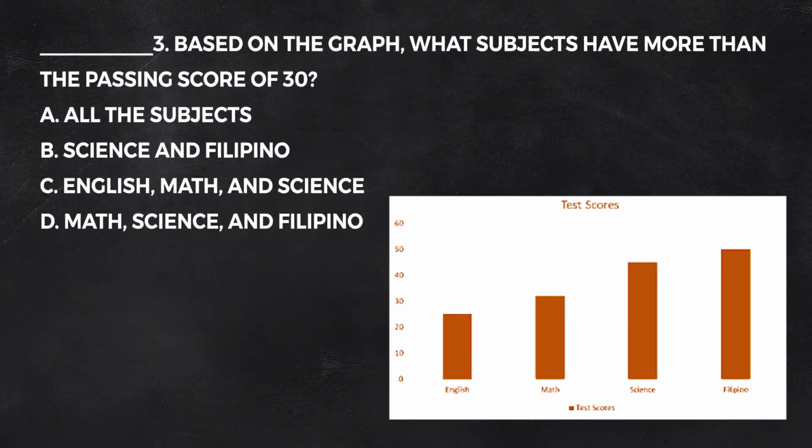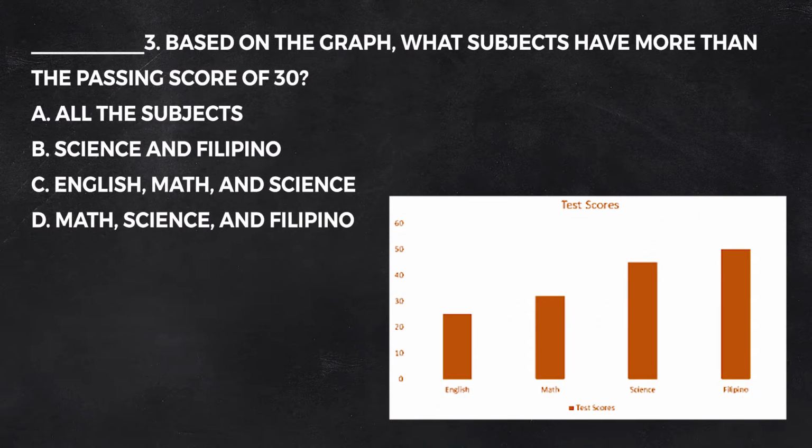For the next question, based on the graph, what subjects have more than the passing score of 30? Letter A, all the subjects. Letter B, Science and Filipino. Letter C, English, Math, and Science. Or letter D, Math, Science, and Filipino. Very good! The correct answer is letter B, Science and Filipino.